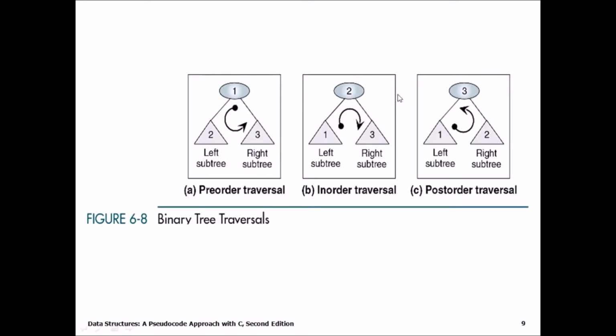In-order traversal is like this, because we first go here 1, then 2, then 3. The node is basically what decides. Now here in post-order, we take left subtree, then right subtree, and then the node. And here in pre-order, first we take the node, then left subtree, and then right subtree.